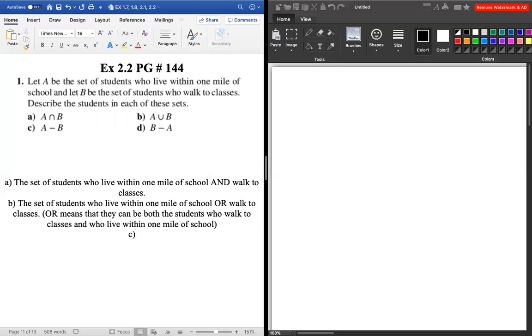Question? One question. The U represents union and the opposite U represents intersect, right? That's right. Okay.